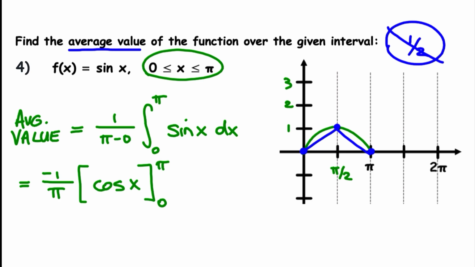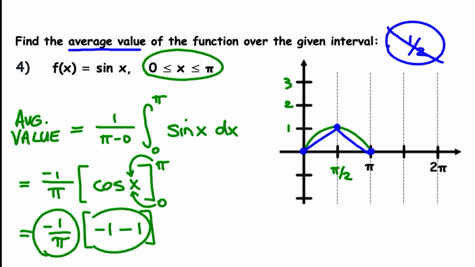All right, pi, you're first. Jump in. Cosine of pi is -1. Minus. Now, don't blow off the 0. Put it in, because cosine of 0 isn't 0. It's 1. So we have -1 over pi times -2. Negative times negative, that's positive. 2 over pi, and that's the average value.